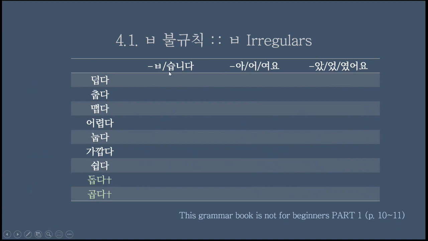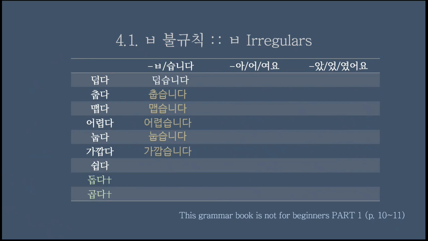습니다. Formal, polite ending. 덥다, 덥습니다. I feel warm. 춥다, 춥습니다. I feel cold. 맵다, 맵습니다. Something is spicy. Now your turn. 어렵다. Something is difficult. 눕다. I lie down. 가깝다. 가깝습니다. Very good. Something is close.